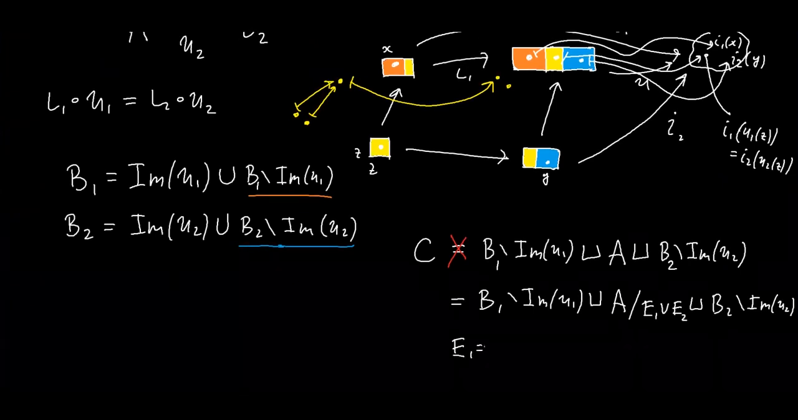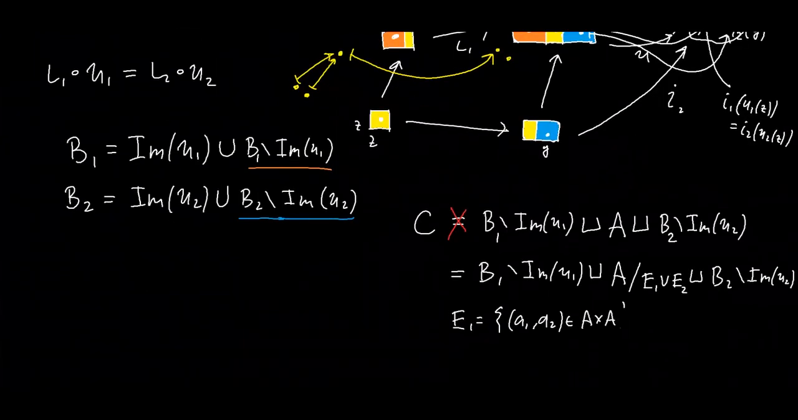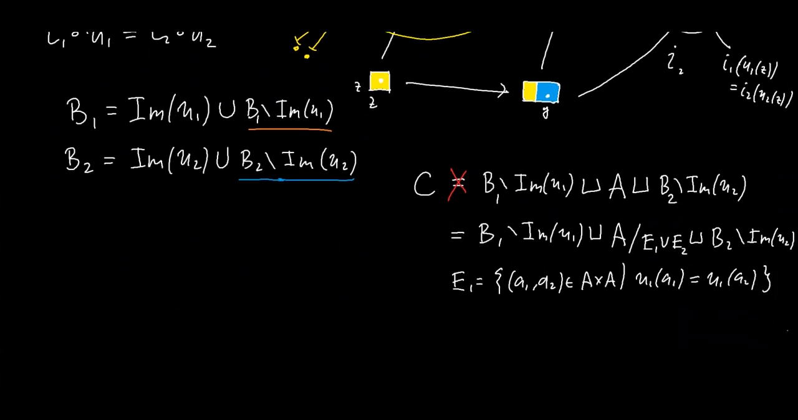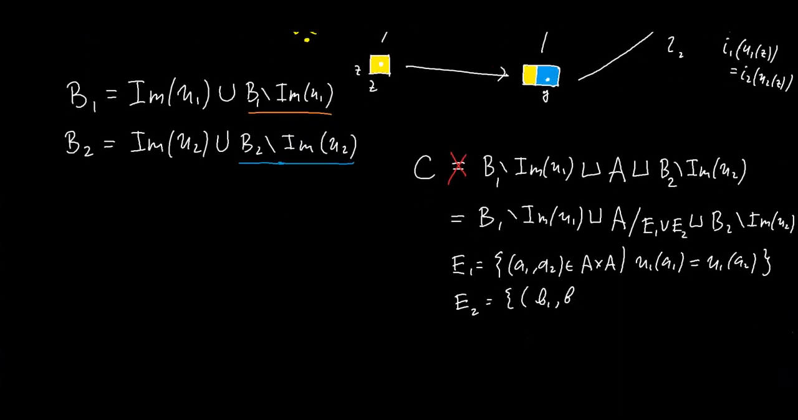So E1 is the set of all pairs A1, A2 in A cross A, such that U1 of A1 equals U1 of A2, and E2 is the set of all pairs, no, it shouldn't be B1, sorry, it should still be A1, A2 in A cross A, such that U2 of A1 equals U2 of A2.